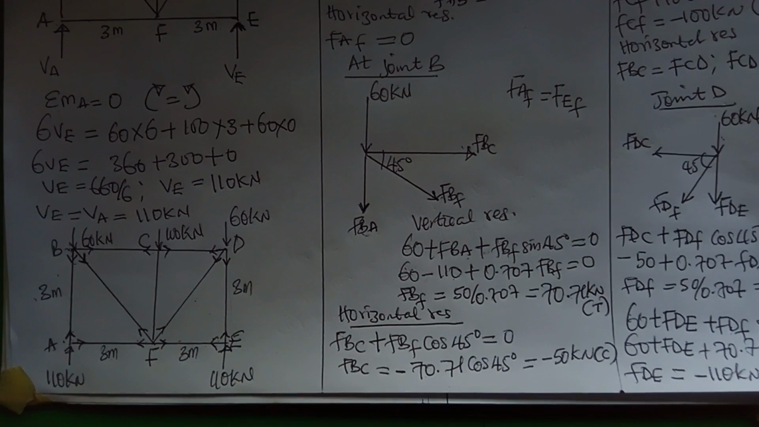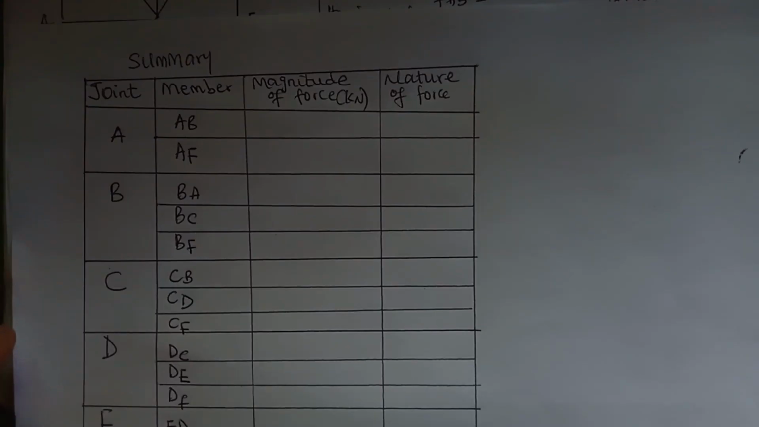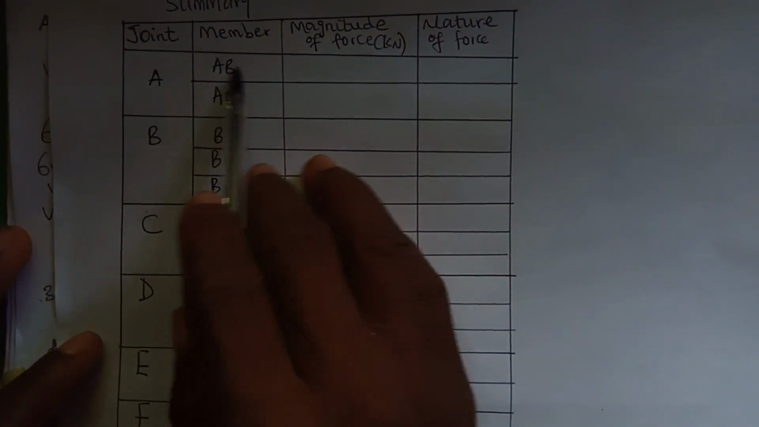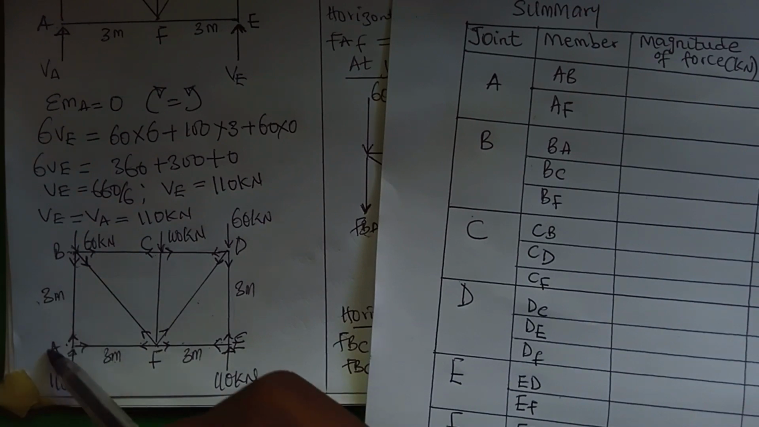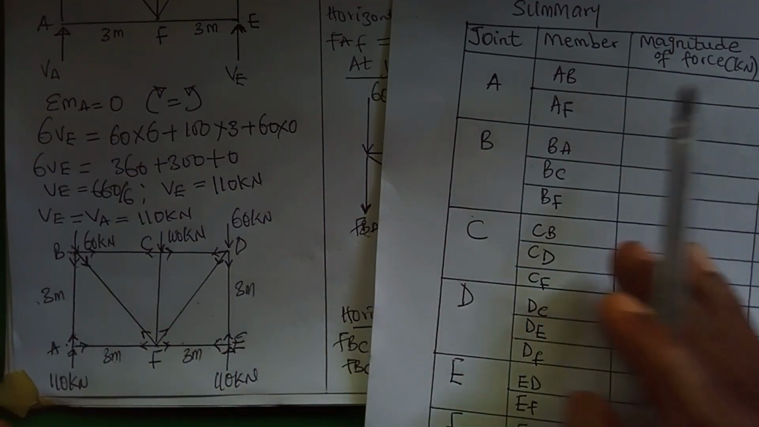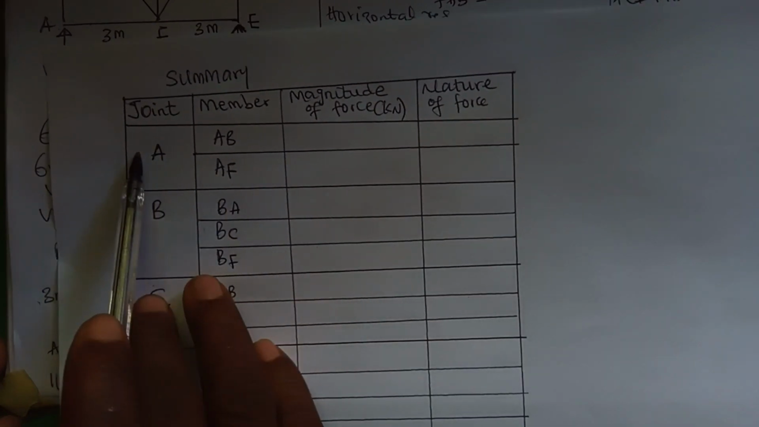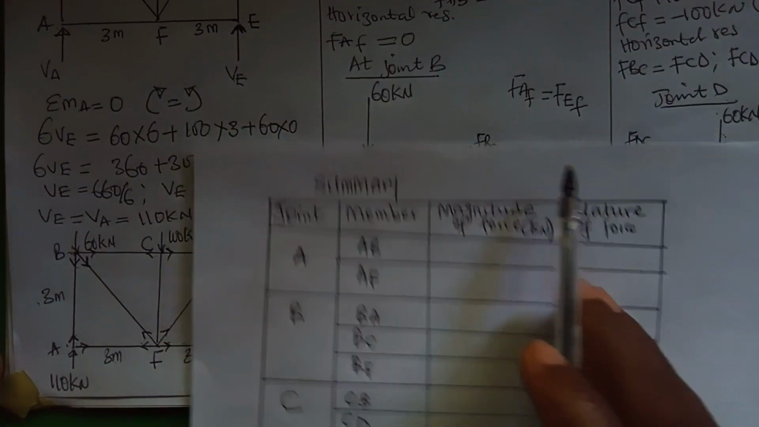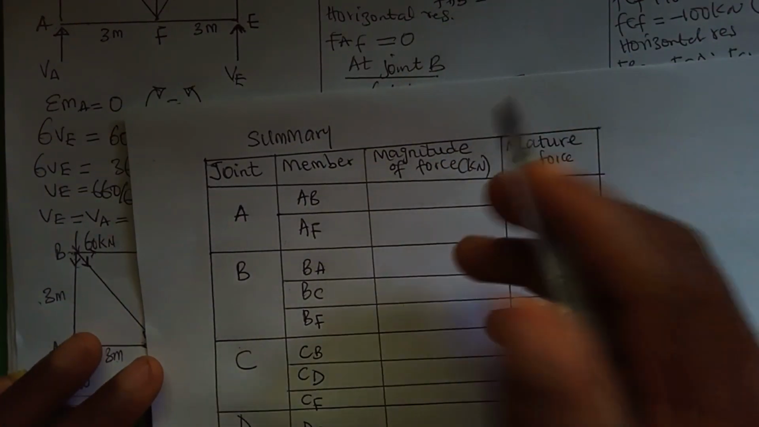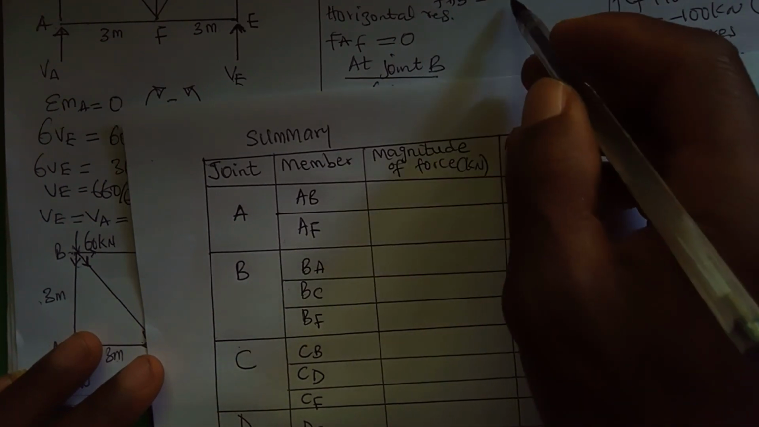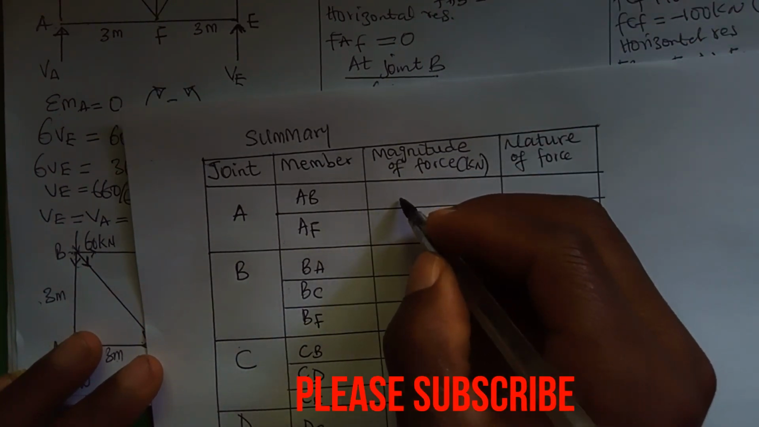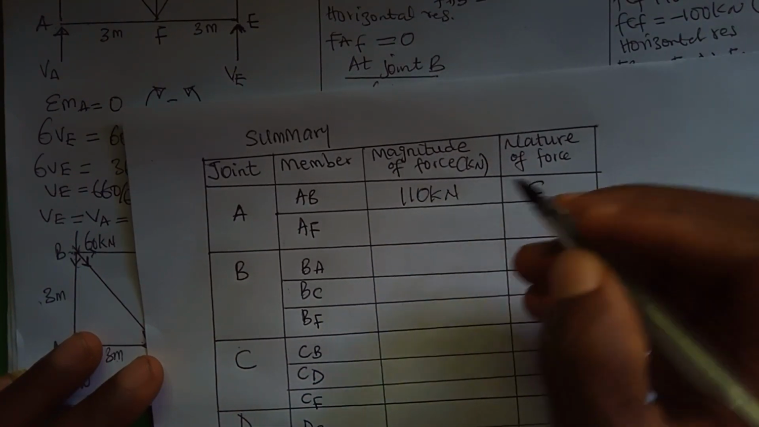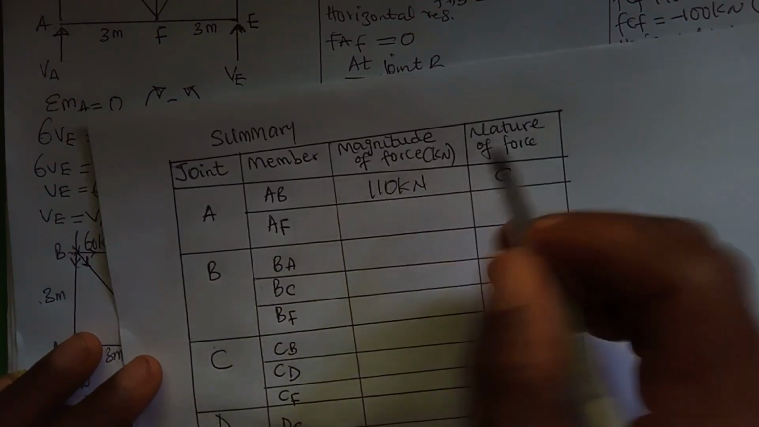At this point, we're going to summarize this answer in a table. This is how your table should be arranged. You have your joints from joint A to joint F, and then the members, AB, BC, and so on. To start with, at joint A, we have member AB and AF. What are the magnitudes of the forces there? At AB, we got minus 110 kilonewton. You're not going to put the minus again, because the minus only shows that the direction you assigned is the opposite, and it's compression, as we explained. Then for AF, our AF is 0.